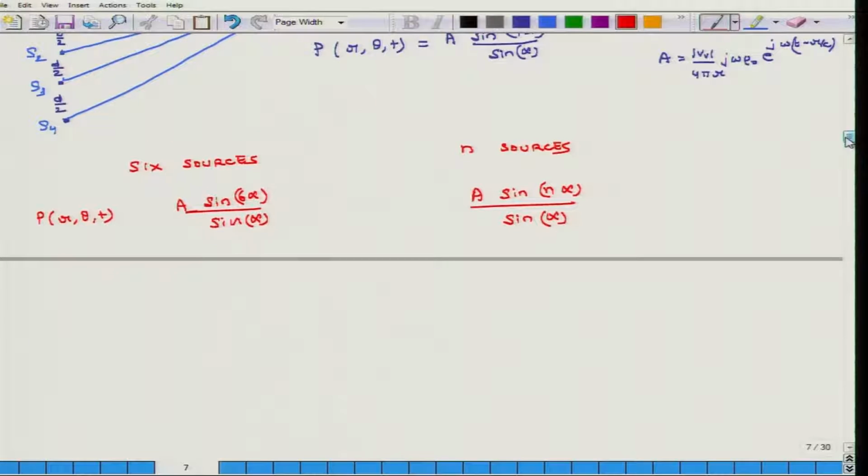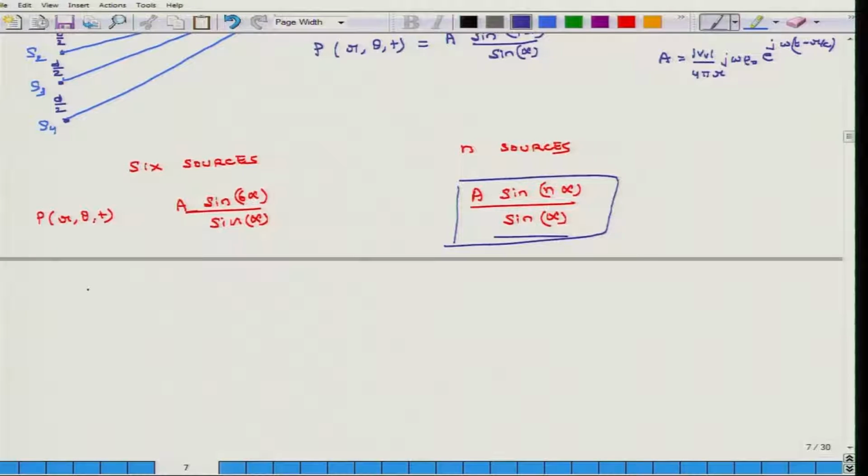Now, what we want to develop is an expression for what happens when there are n sources, because mathematically, if n is large or theoretically infinite, then we cannot do this computation, because I cannot use infinity to do calculations. So, I have to express it in some different mathematical form. But if the number of sources is very large, then P of r, theta, t equals A sin n alpha divided by sin alpha.